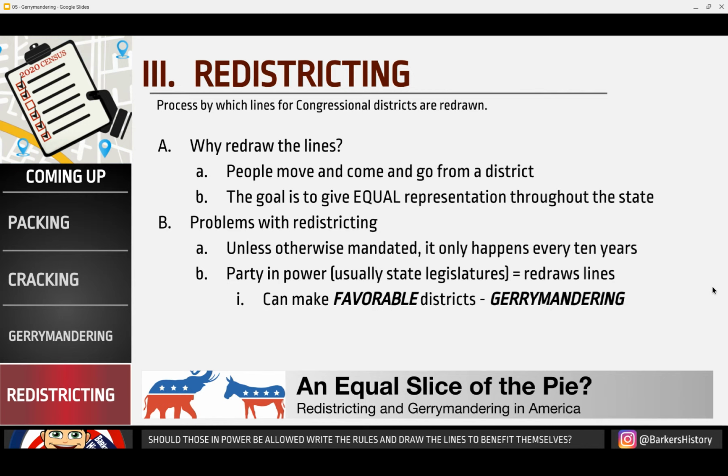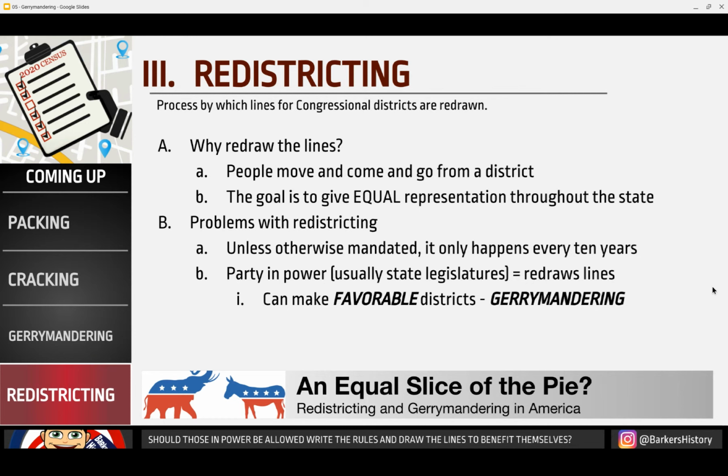The problems with redistricting are exactly some of the things that are beneficial about redistricting, because the states run redistricting, right? And if they run the redistricting process, then unless otherwise mandated, it only happens every 10 years, right? So unless the state decides we just want to change our districts because maybe they're unfair, it only happens every 10 years. So if a state draws their district lines for the next 10 years, that's where you're at.